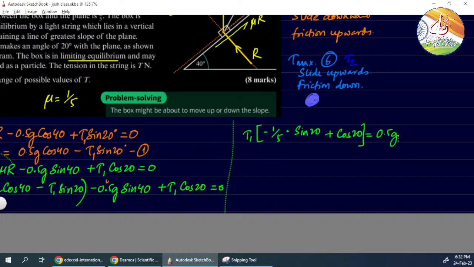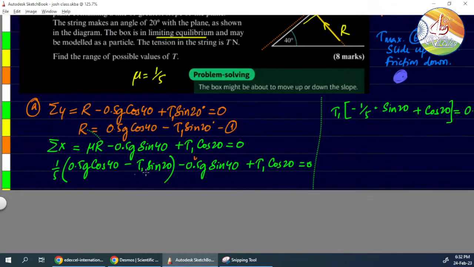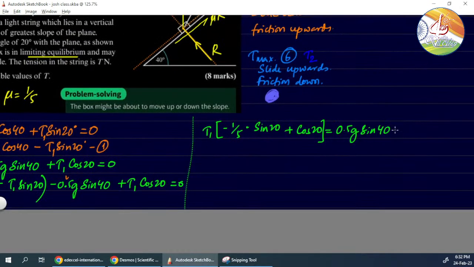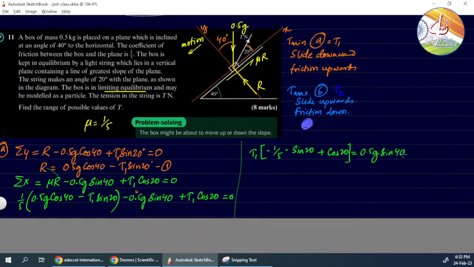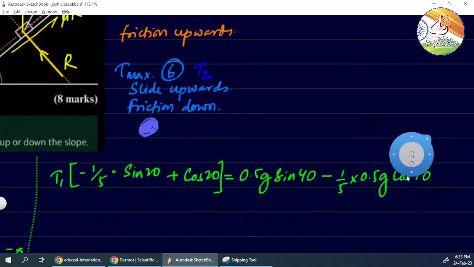We get 0.5 g into sine 40, and if you open the brackets, we will get 1 by 5. Open the brackets, we get it positive on the left side, right side it becomes negative, so 1 by 5 times 0.5 g cos 40. Correct? Yes. So these are our equations. So T1 we need to find. So T1 will be this whole right side quantity divided by left side quantity.